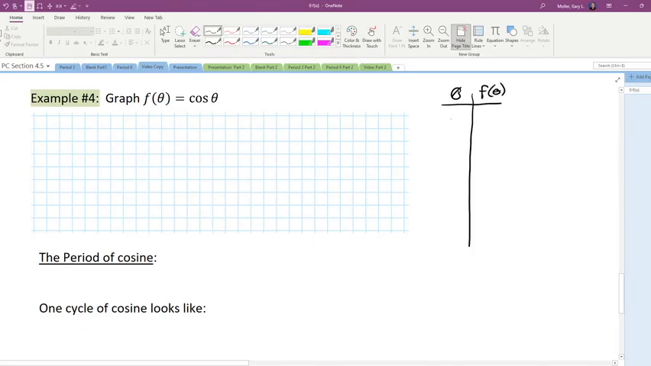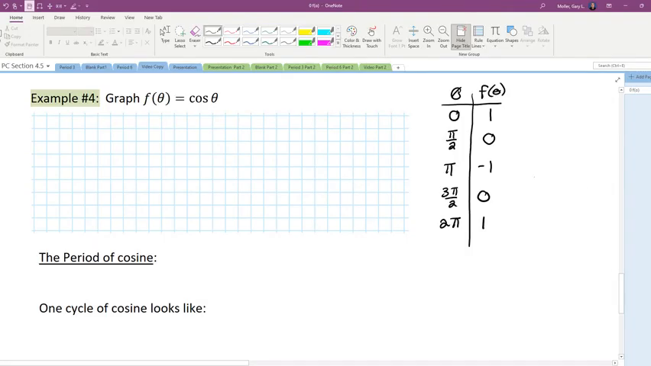And let's find the cosine of 0. So cosine of 0 is 1. And let's do pi over 2, and that would be 0. And let's do pi, and that would be negative 1. And let's do 3 pi over 2. That's 0. And then back all the way around to 2 pi, and we'd be back at 1.